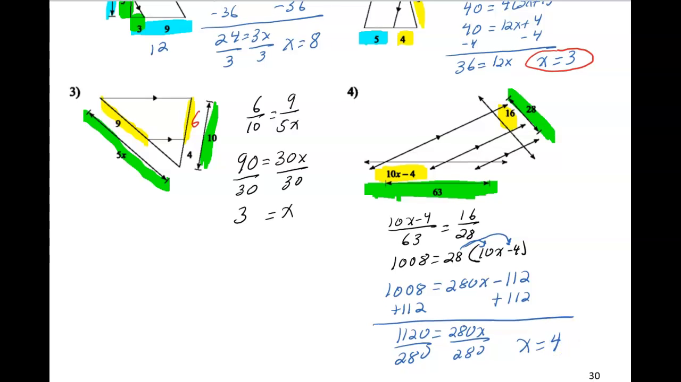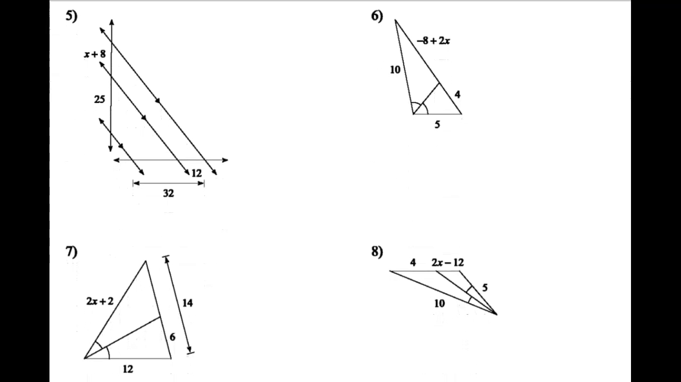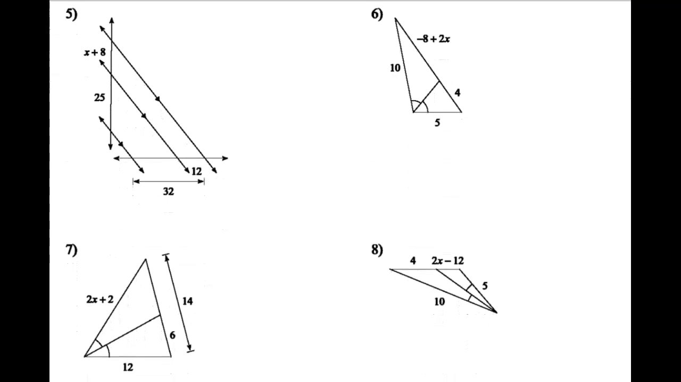Let's go to the next page and see what we have. So we have problems 5, 6, 7, and 8. If you look at problem number 6, problem number 8, problem number 7, those are all using the angle bisector theorem that we learned. Problem number 5 is parallel lines. You can see they are parallel. Let's take a look at problem 5.